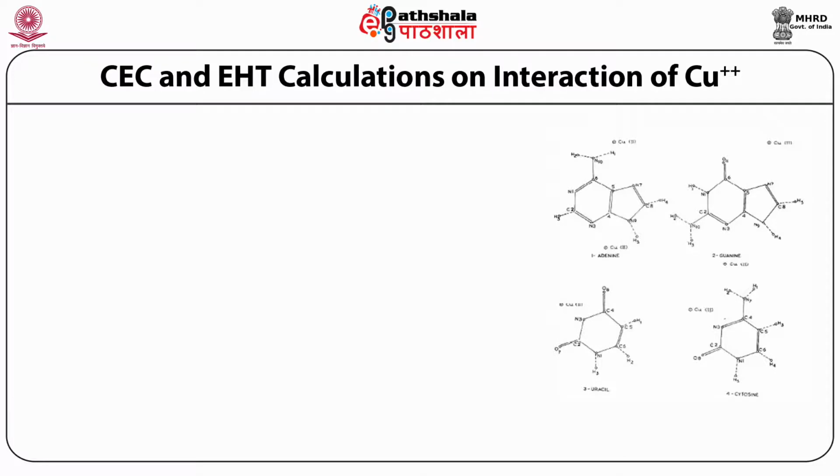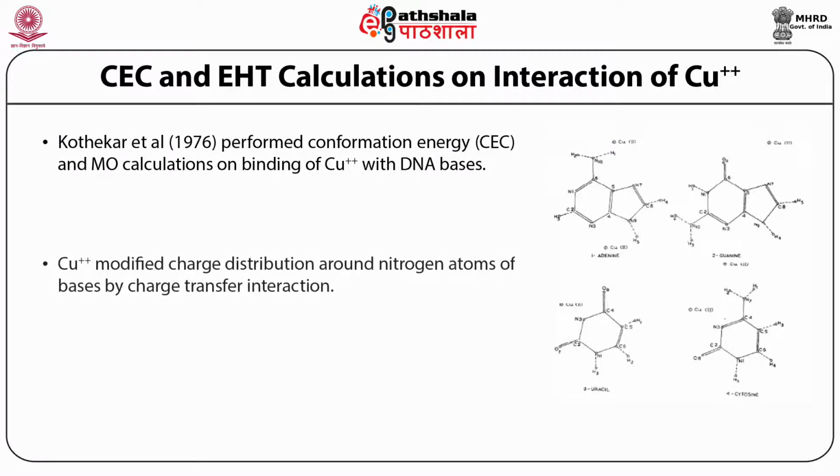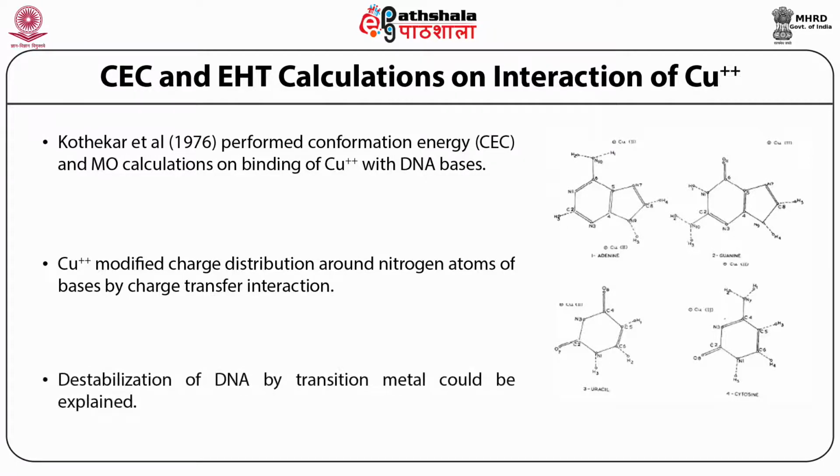In our group, we performed conformation energy calculation, CEC, and molecular orbital calculations on binding of copper 2 plus with DNA bases. It was found that copper 2 plus modified charge distribution around nitrogen atoms of bases by charge transfer interaction. And destabilization of DNA by transition metal could be explained on its basis.